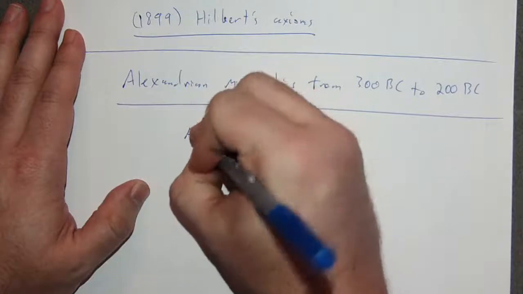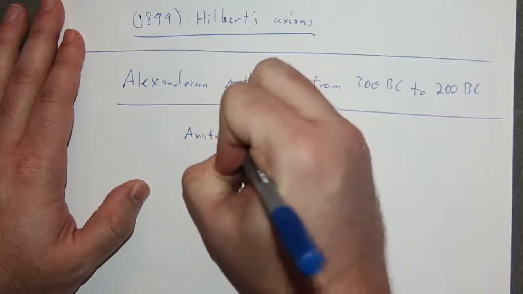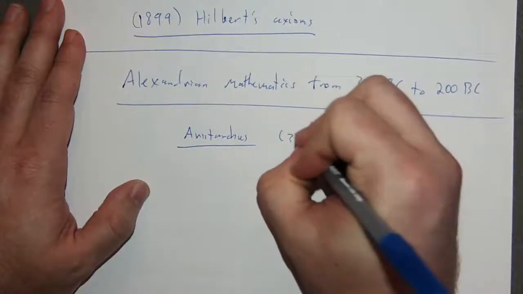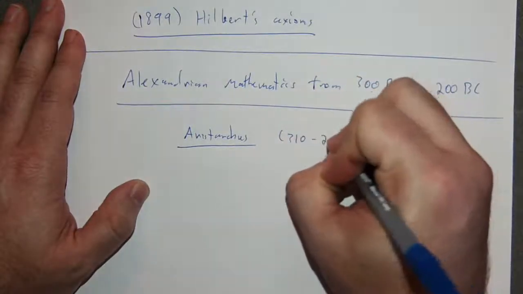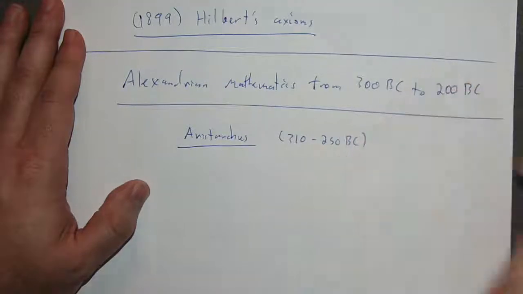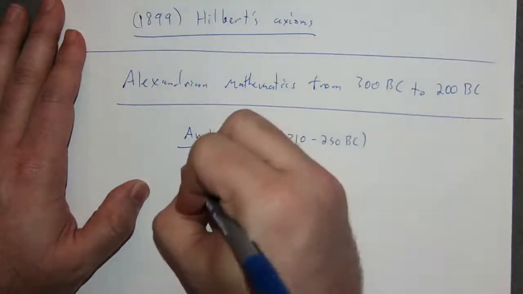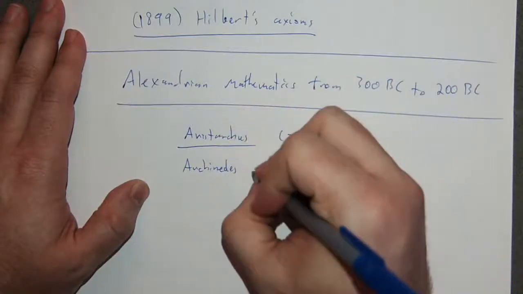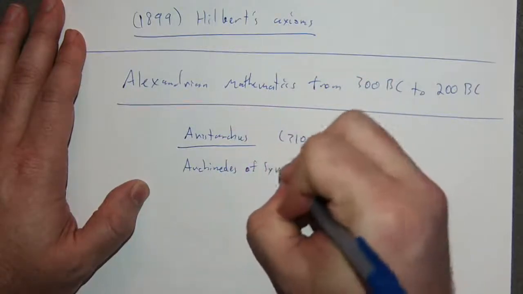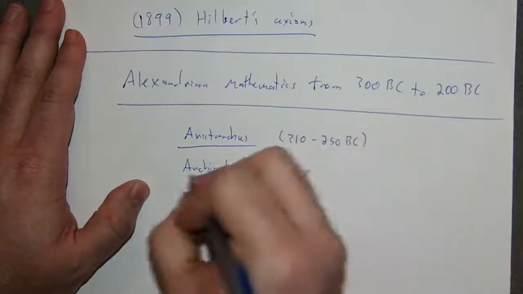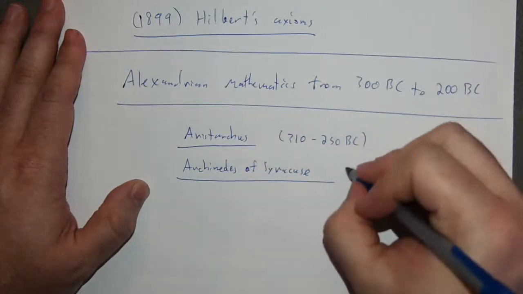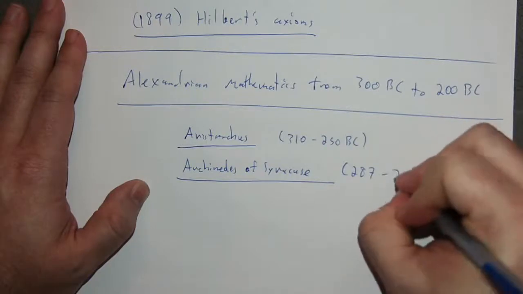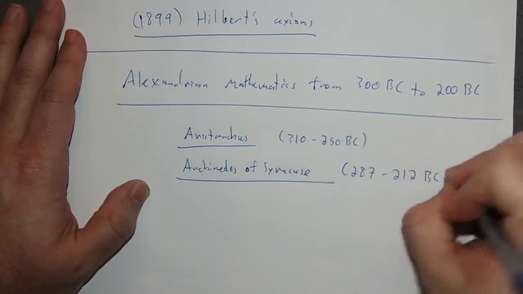So a few. There's Aristarchus, who lived from 310 to 250 BC. Okay, so we'll talk about him next time. There's Archimedes of Syracuse, studied in Alexandria supposedly, but most of his productive life was spent in Syracuse. There's far too much to say here. He lived from 287 to 212 BC, and he died in the siege of Syracuse.